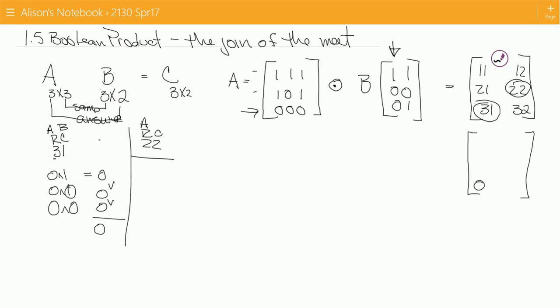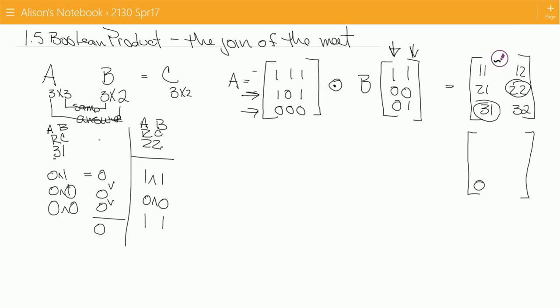This is going to be the row from A and the column from B. So let me find row 2. There is row 2 from A. Let me write it down: 1, 0, 1. I need to find column 2. There is column 2. So let me write it down: 1, 0, 1.